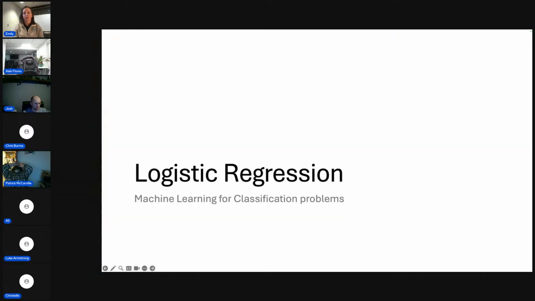Let's talk about our second algorithm, logistic regression. And this is our first algorithm that we're introducing for classification problems. Up until this point, everything we've done has been regression. We've been talking about scalar outputs, but what do we do when we have a problem that we can fit into discrete bins, into discrete classes?